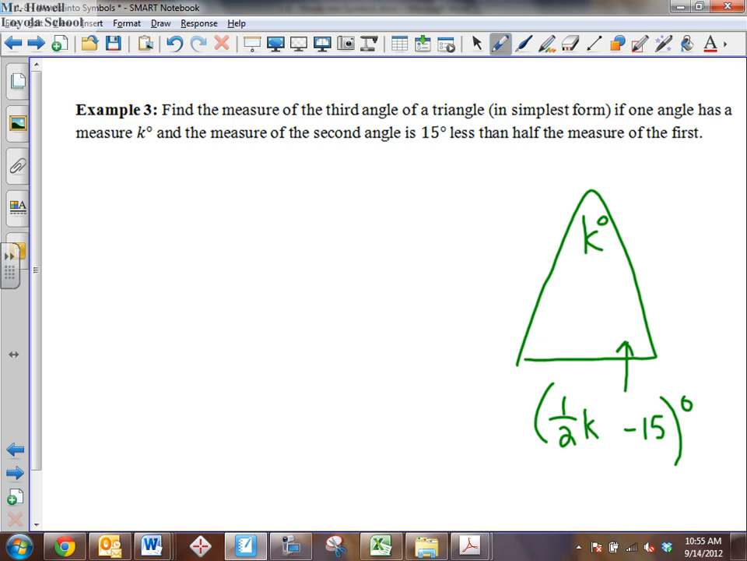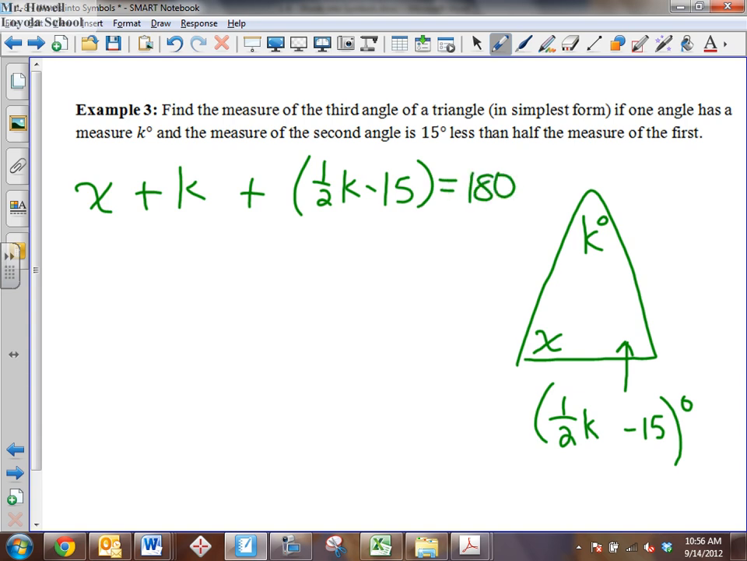Now, remember from geometry, the sum of the three interior angles of a triangle must always be 180. So with that said, we can call this angle x. We can say that x plus k plus (1/2 k minus 15) equals 180. And notice I've dropped all the degree signs here. Now if I do that, I should really put a degree symbol next to my x.